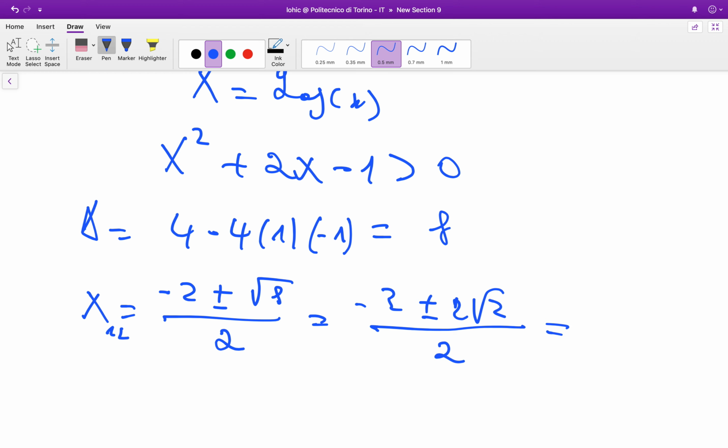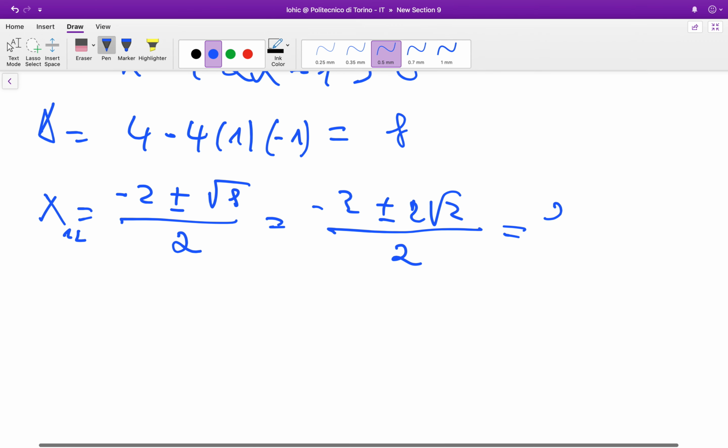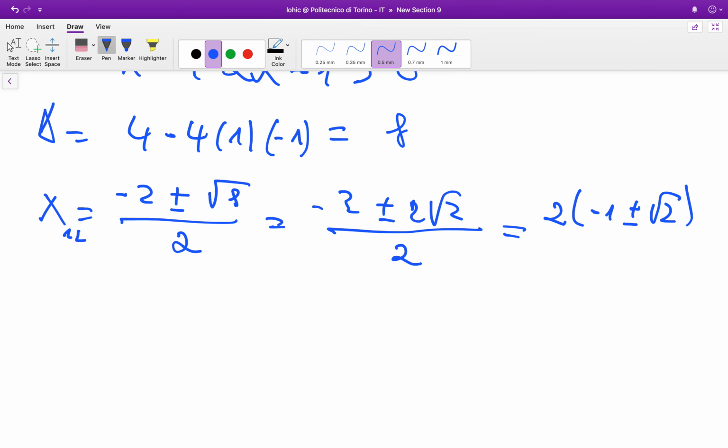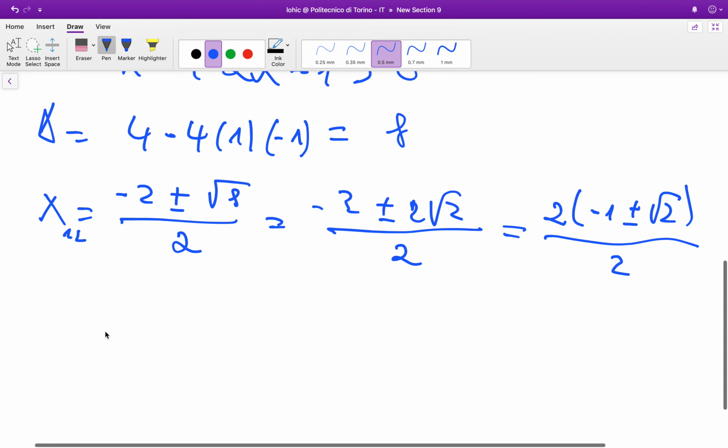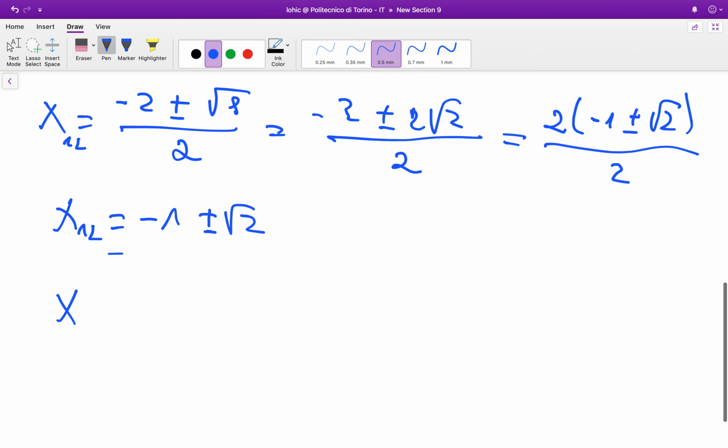We can simplify the 2, and it's easy to see that this can be written like 2 multiplied by minus 1 plus or minus root 2, divided by 2. So it leads to minus 1 plus or minus root 2. These are my x1 and x2. Okay, now is there any question?